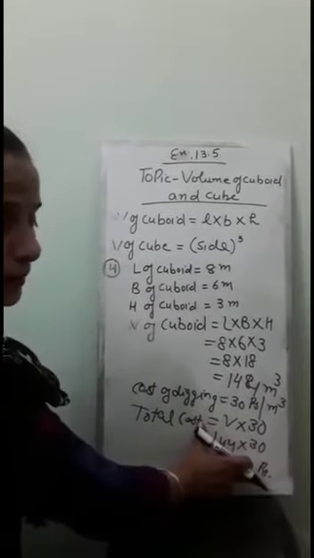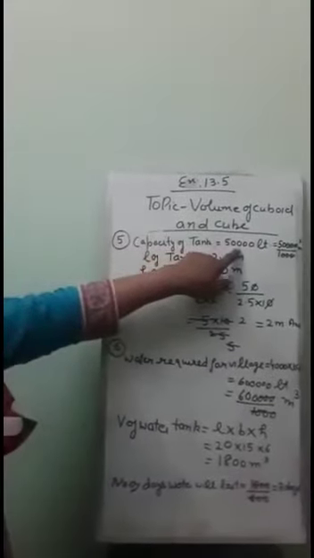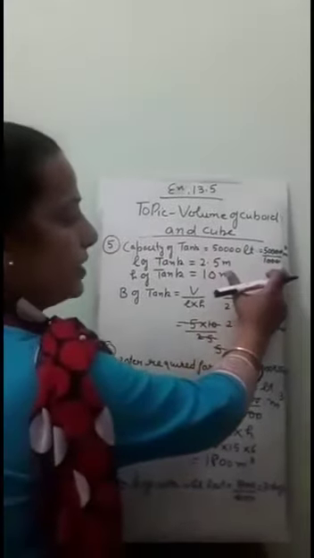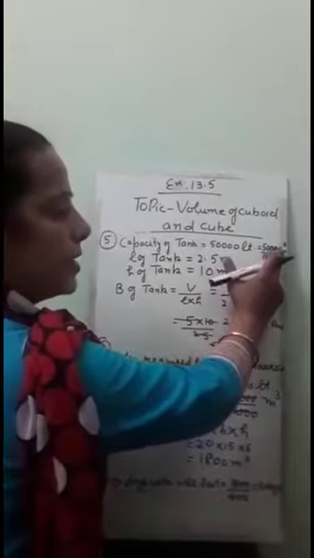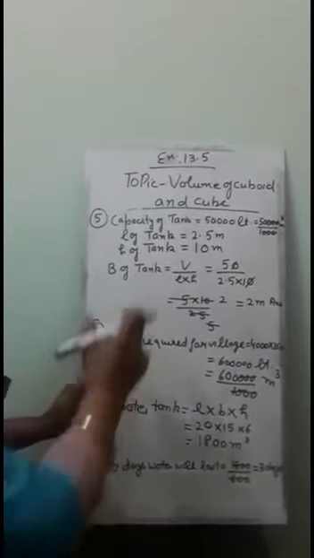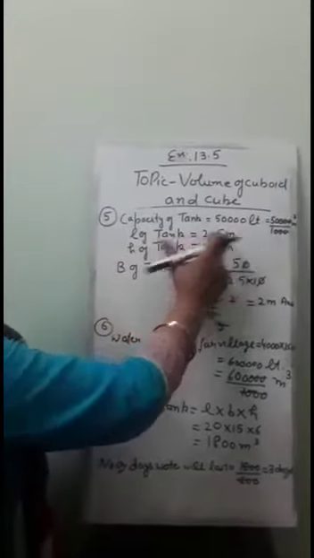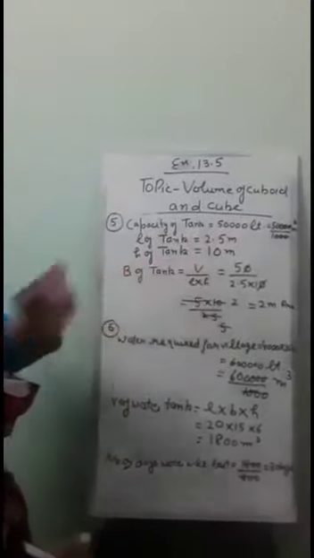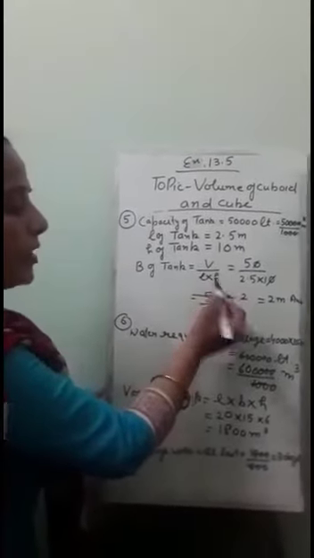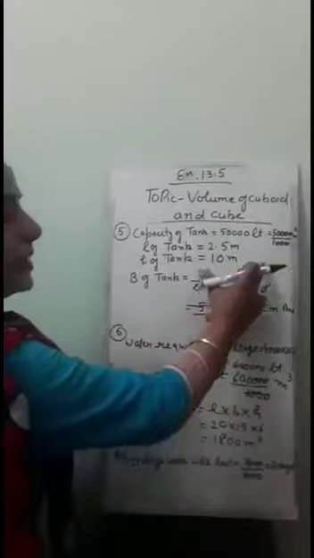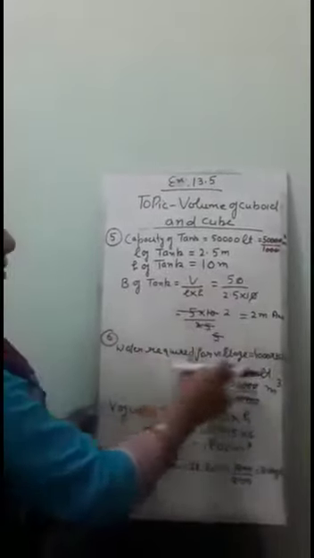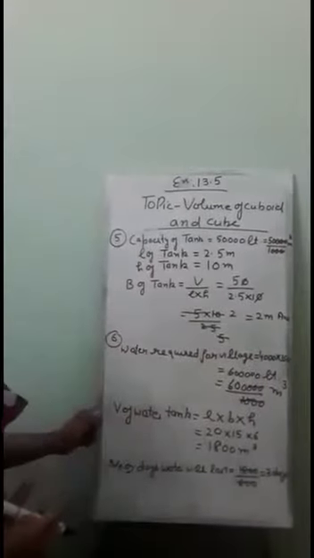Is it clear to all? Capacity of tank is 50,000 liters. When you divide 50,000 by 1000, zeros will be cut down and you will get 50 meters cube, the volume of tank. Length of tank is 2.5 meter. Height of tank is 10 meter. You need to find the breadth of tank, volume upon length into height. Volume is 50, length is 2.5, height is 10. 0 and 0 will be cancelled.